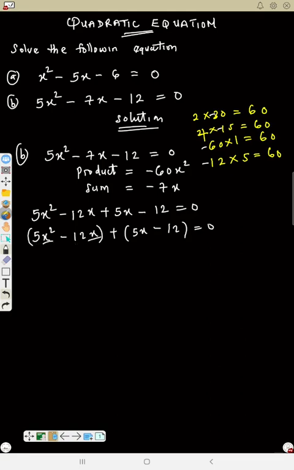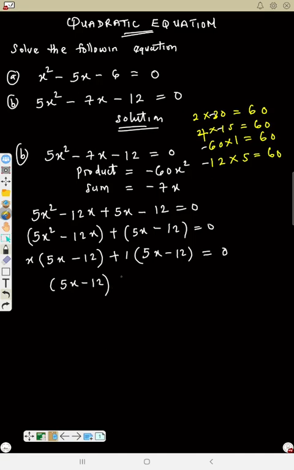In s squared and s, what's common? So I can easily say s is common. So it will remain 5s minus 12, then plus, so 5 and 12, nothing is common, we can say 1 is common, then I have 5s minus 12 is equal to 0. Now 5s minus 12, 5s minus 12, take 1 out of the 2, so we have 5s minus 12, and take the outside one, s plus 1, so that will be s plus 1 equals 0.